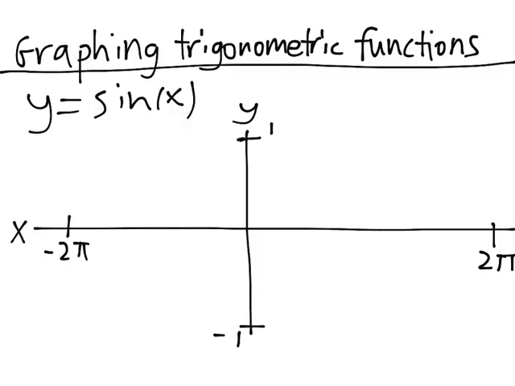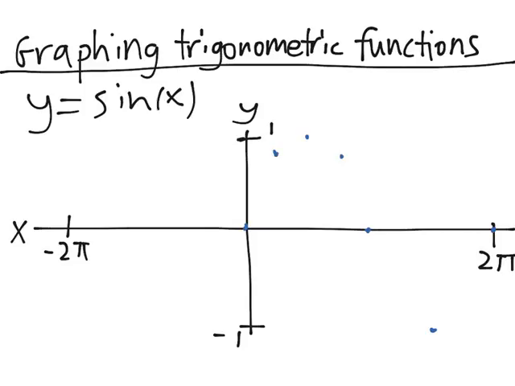Now we already know some values of sine of x at different values of x, so let's plot those on this graph. Sine of 0 is 0, sine of pi is 0, sine of 2 pi is 0, sine of pi over 2 is 1, and sine of 3 pi over 2 is minus 1. And then sine of pi over 4 is equal to sine of 3 pi over 4, which are both square root of 2 over 2, which are about here.